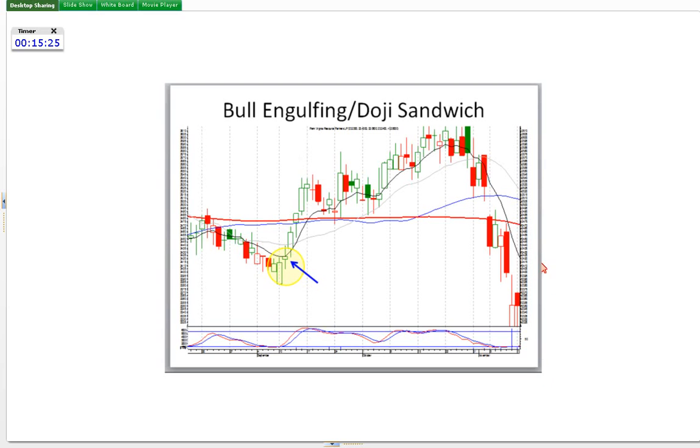So if I said we want to buy XYZ on a positive open, it's because we have a Doji sandwich setup. You're still in the learning process.